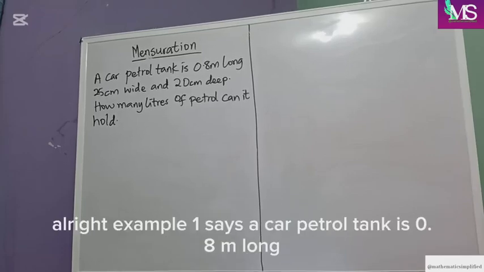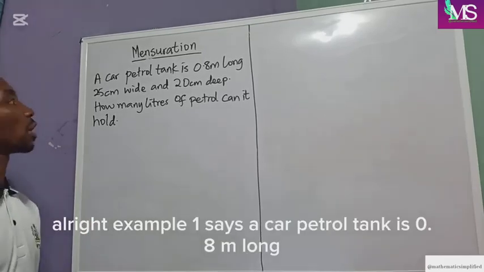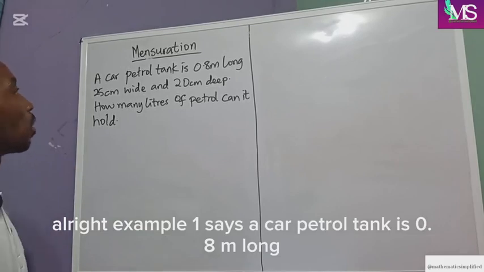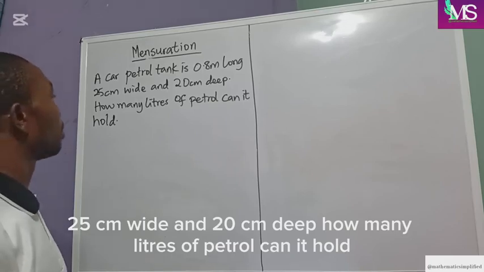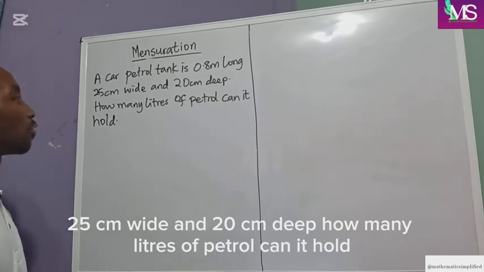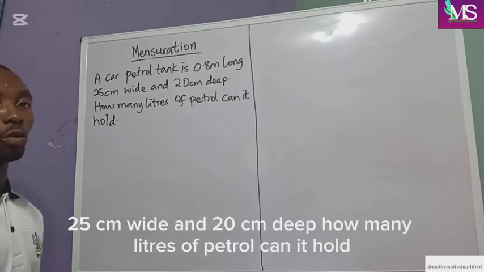All right, example 1 says a car petrol tank is 0.8 meter long, 25 cm wide, and 20 cm deep. How many liters of petrol can it hold?